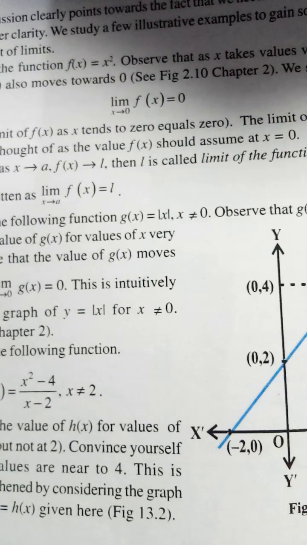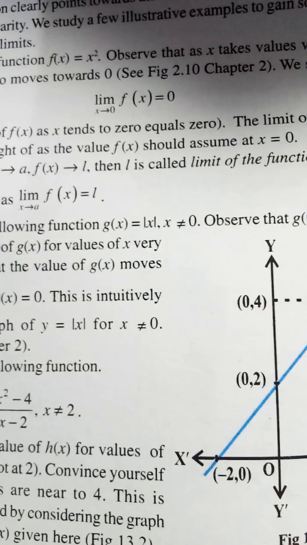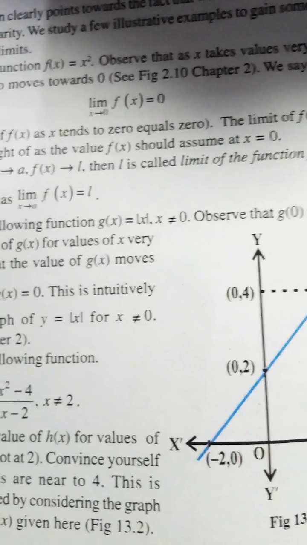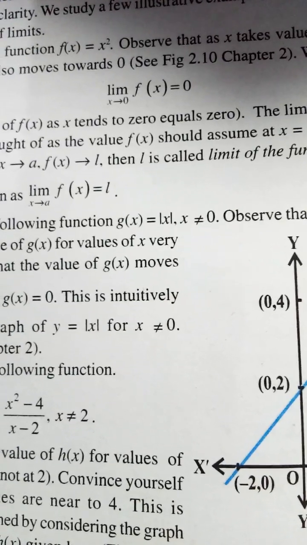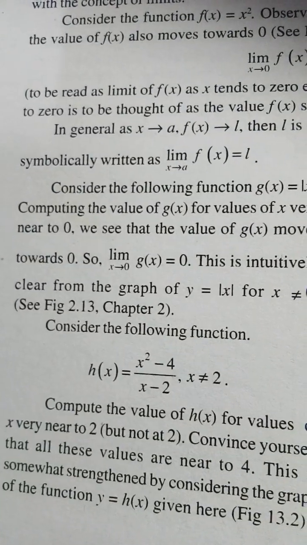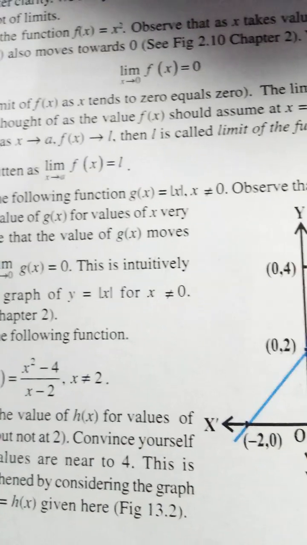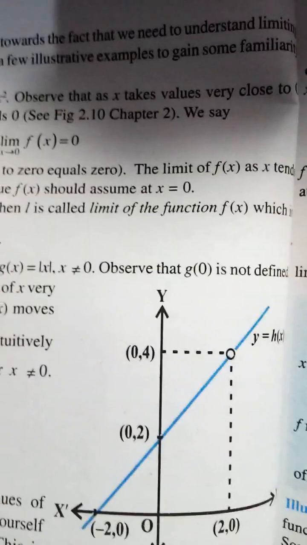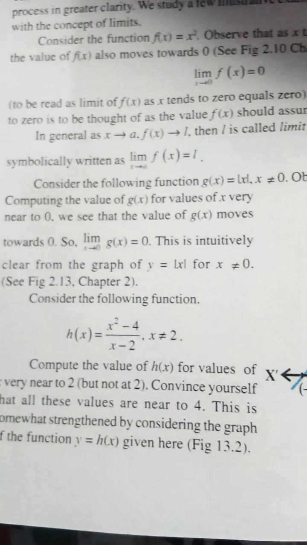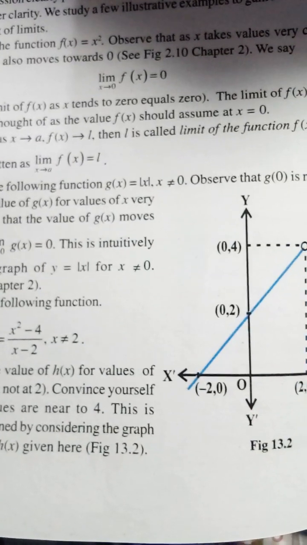We will get into figure 2.10, chapter 2, but this is another chapter. We say limit x tends to 0 of f(x) is equal to 0, to be read as the limit of f(x) as x tends to 0 equals 0. The limit of f(x) as x tends to 0 is to be thought of as the value f(x) should assume at x is equal to 0.